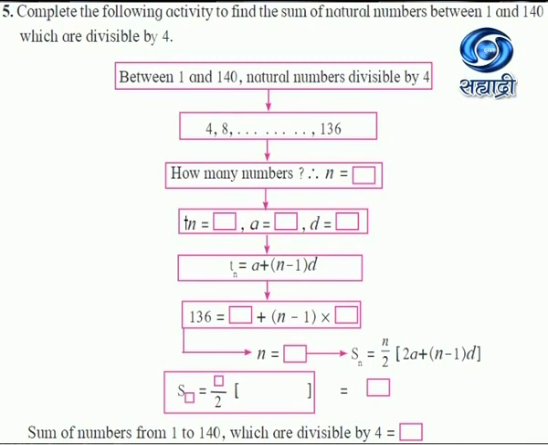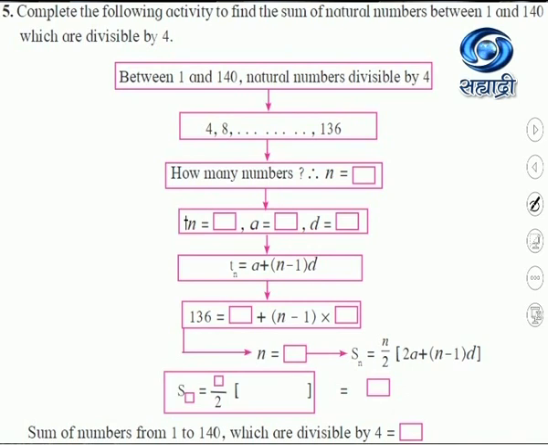Question number 5 is: complete the activity to find the sum of natural numbers between 1 and 140 which are divisible by 4. Now with me, you people can also complete it in your notebook, in your textbook. Write it down in the book itself using pen or pencil, whatever is available with you. So, the first box of the flow chart says: numbers between 1 and 140, the natural numbers divisible by 4.